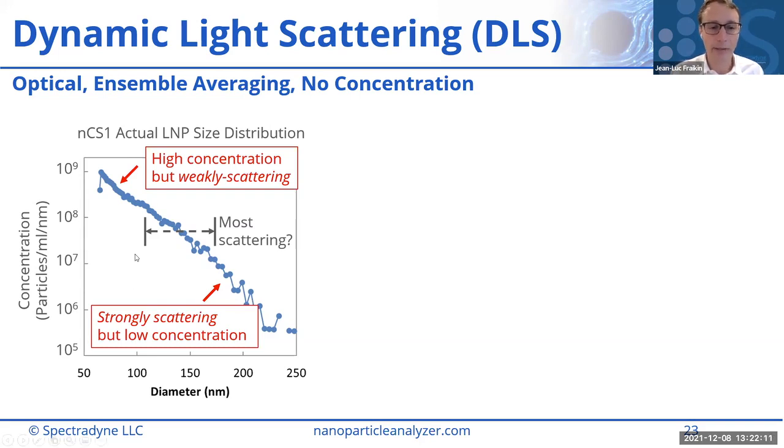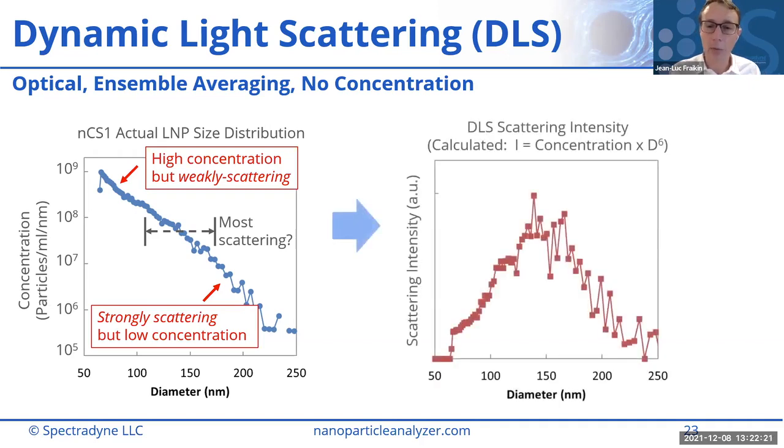Remember, this is a real sample measurement here. By convolving the concentration and the diameter to the 6 power dependence, we can calculate what the scattering intensity should be for this sample. And it's remarkable, you see a nice peak around 150 nanometers diameter for this sample. If you measure this on DLS, you probably get this for the Z average in the sample.